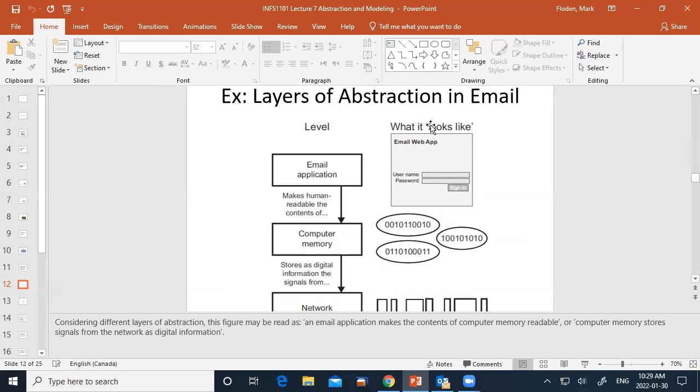So for example, on the right, when we go to write an email, we're going to have some user interface, and we're going to log in with a password. Once we do that, we're going to start typing or create our email. Our email will actually be a bunch of zeros and ones, lots of them, joined together in characters and paragraphs, right? And those zeros and ones could be represented in a model as being in the computer memory. So the computer memory just holds those zeros and ones.